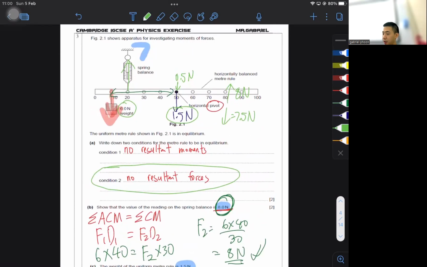Okay, do you understand the 7.5 and the 8 here or not first? Right, because I'm adding the 6 plus the 1.5 mark, so it's 7.5, right? And then the upwards is 8 mark, right? So obviously this is not balanced yet, right?